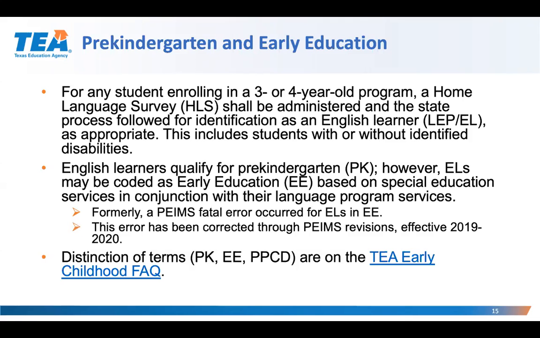This problem now has been corrected so that for any student enrolling in a 3- or 4-year-old program, the district can follow the appropriate process, identify the student as an English learner, and either code the student as EE or PK based on the coordination between the ARD and the LPAC. For more information on the distinction between the terms of PK, EE, PPCD, there is some information in the TEA Early Childhood FAQ that is linked here.